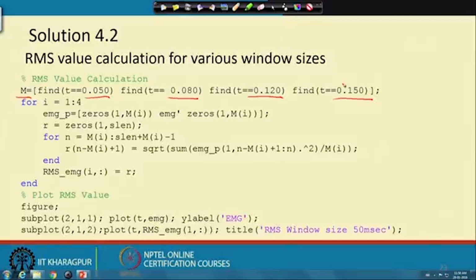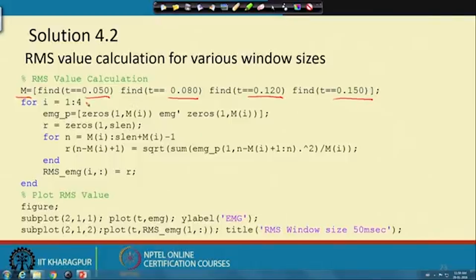So it is a compact representation, but we could do the same thing with more lines, which would have made it easier to understand. We could have gone that way also, but just for compactness we have put it this way. Next we go through all the 4 different windows.